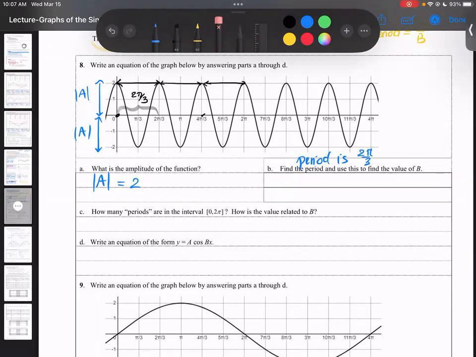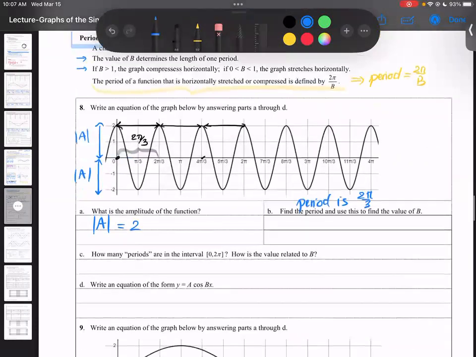How do I find B? Remember the formula I gave you earlier in yellow, right there. The period is equal to 2π/b. We write down here, period equals 2π/b. That implies what? We're going to replace the word period with 2π/3, because that's the period. So 2π/3 equals 2π/b.